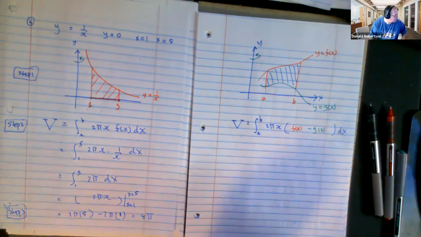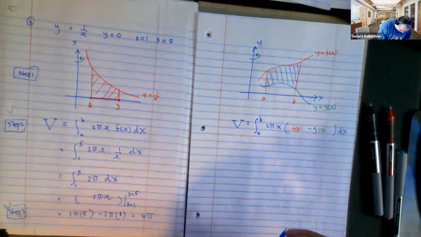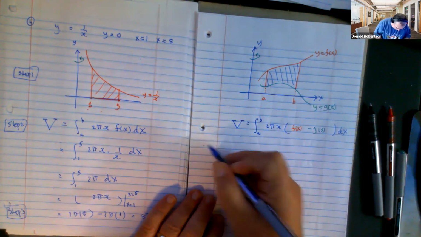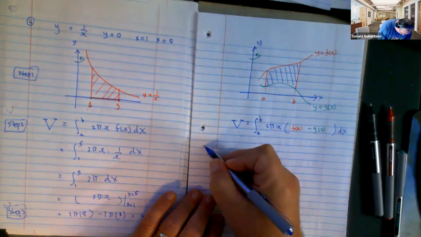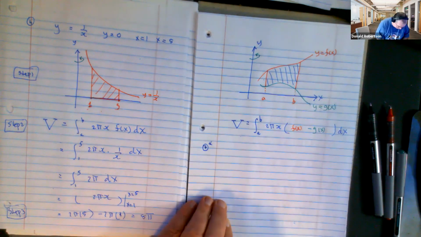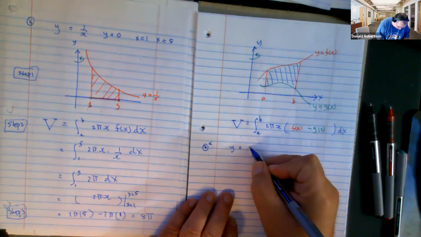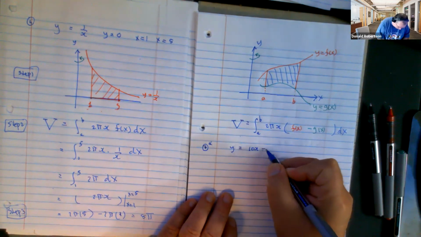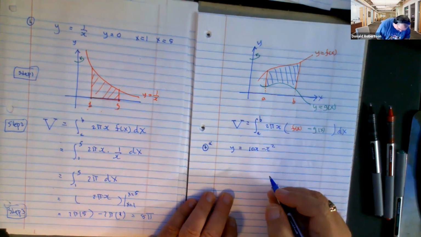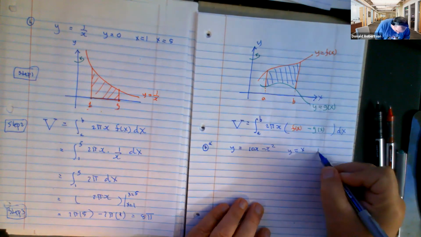So let's find a question that's got 2. They're harder to come by, but there are some. So question 7, or at least one like it. It's y equals 10x take away x squared, and it's y equals x, and it's being rotated about the y-axis.